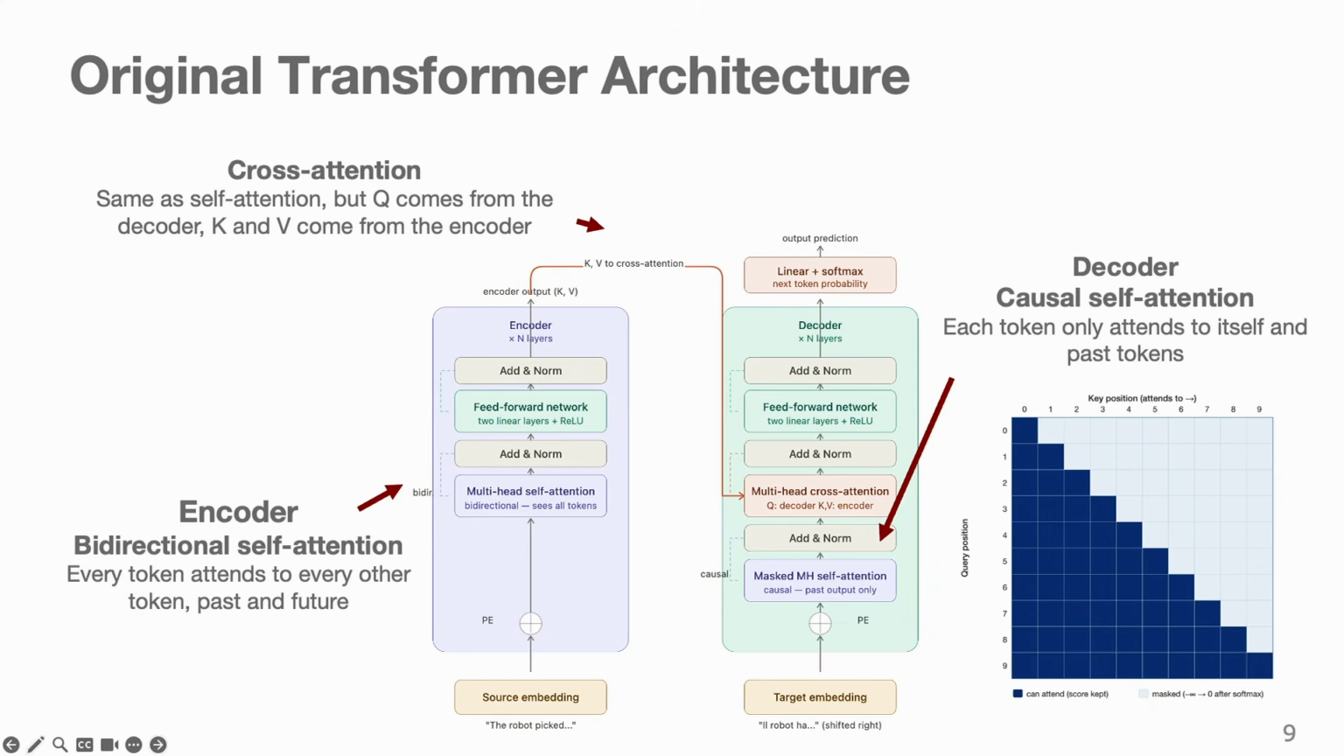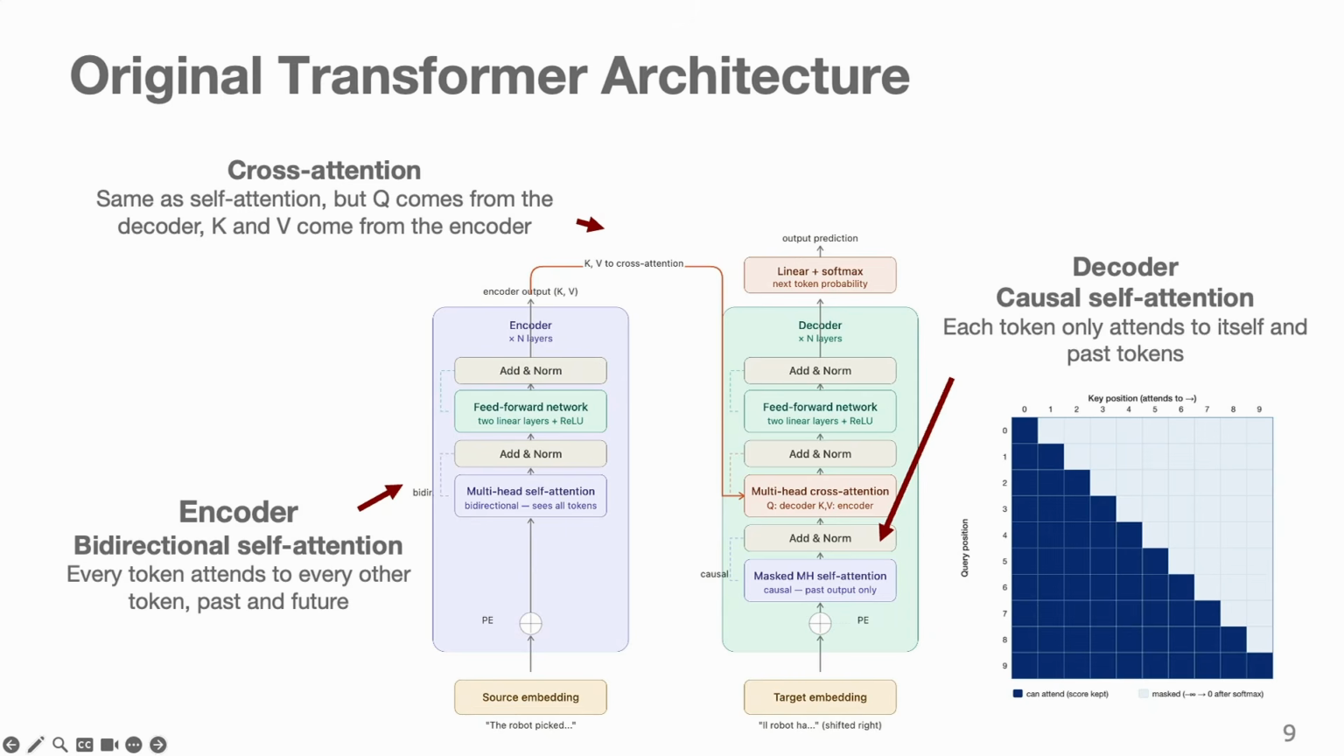And then we have this triangular mask there on the right that is just setting future attention scores to negative infinity before softmax so that they zero out. And this is what makes autoregressive generation possible. At each step, you can only condition on what you have already generated.